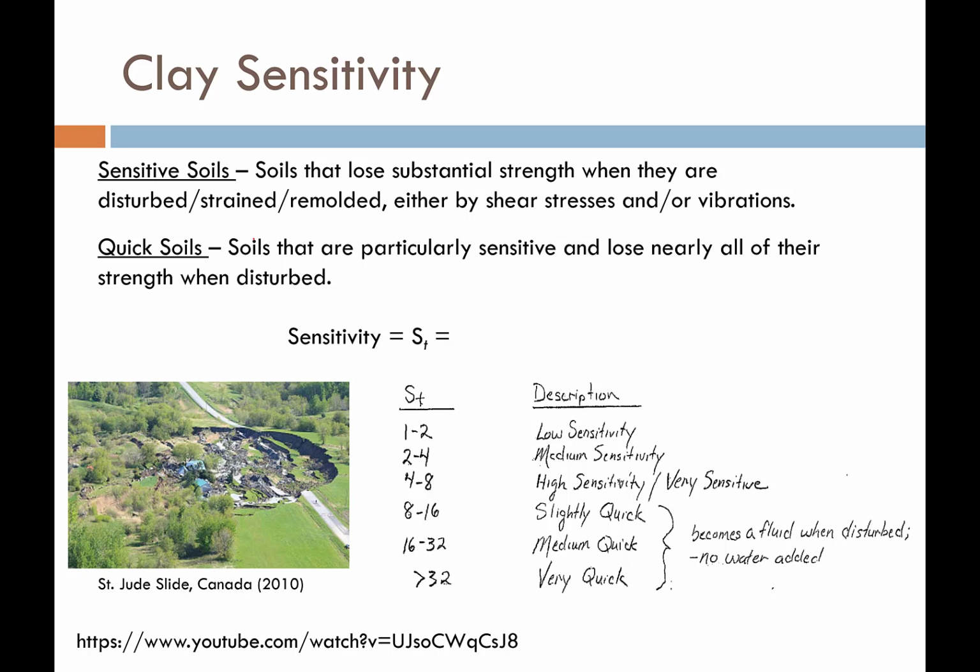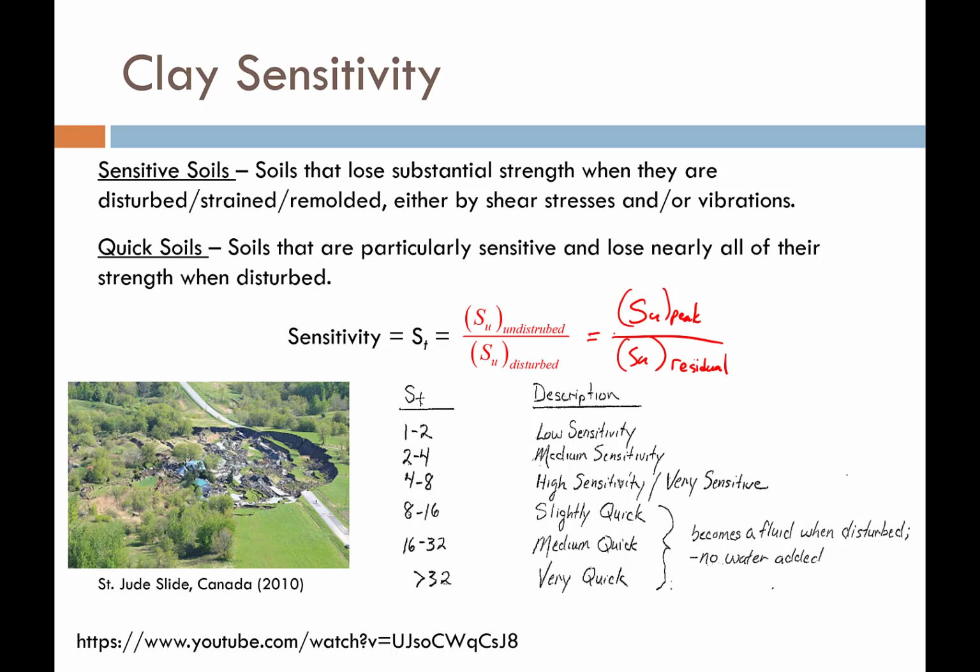And so when we evaluate soil sensitivity, we're going to calculate it as S sub T, and it's a simple calculation. It's just a ratio. It's the ratio of the undisturbed undrained shear strength of the soil divided by its disturbed undrained shear strength. Another way to think of this might be as the peak divided by the residual undrained shear strength. This is just another way to think of it.